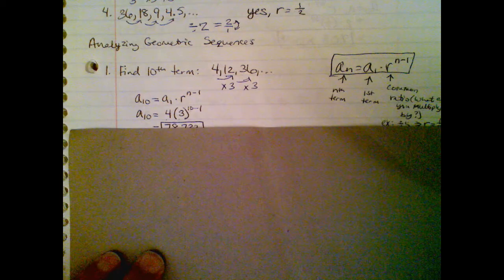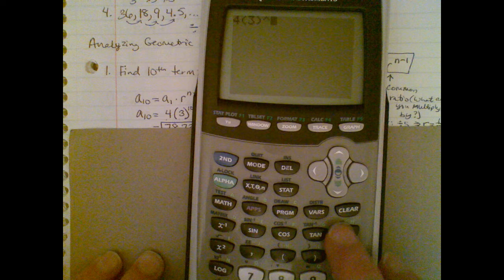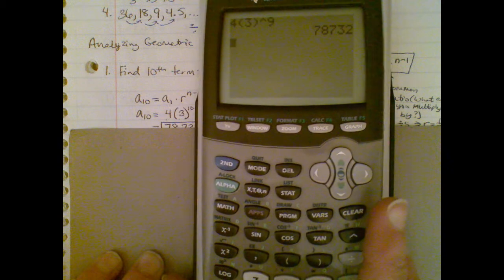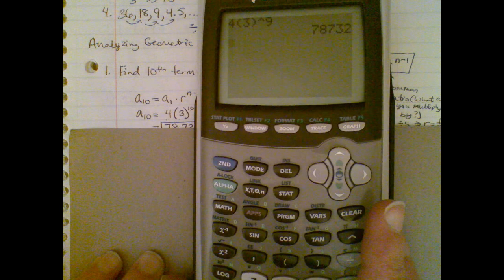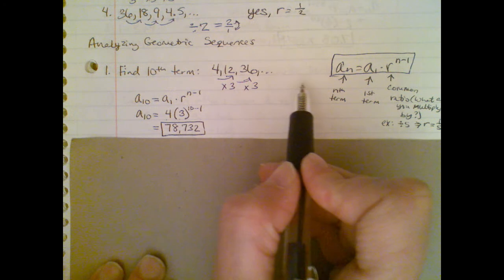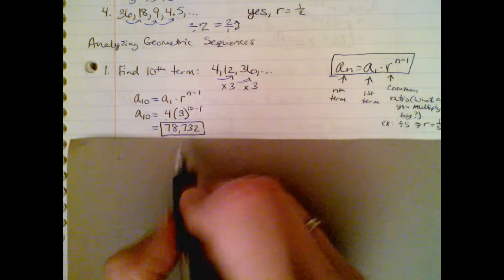So we're going to do 4, then parentheses, 3, parentheses, and then 10 minus 1, we just get 9. So to the 9th power. And we get 78,732. So if we would keep multiplying by 3, then we're going to get the 10th term is this value.